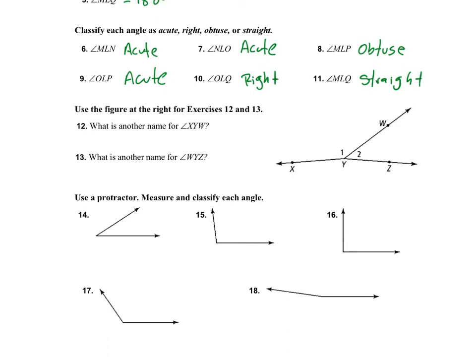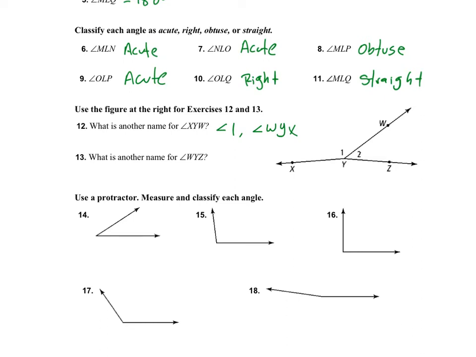Okay, so now we want to name, what's another name for angle XYW? In this case, we cannot use Y. Why? Because angle Y belongs to XYW, WYZ, and XYZ. So that vertex belongs to three different angles. If I just place angle Y right here, I don't know exactly which one I'm referring to. So in this case, I can name it as angle 1, or I can name it as angle WYX.